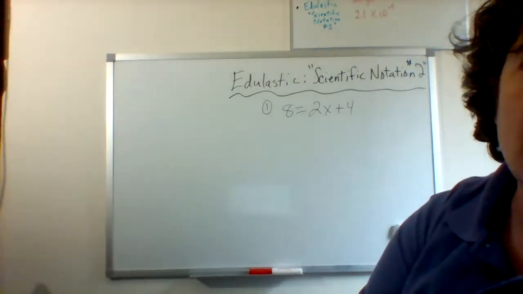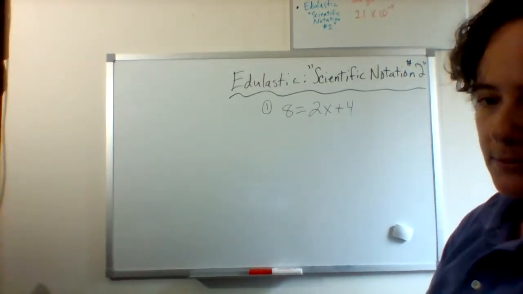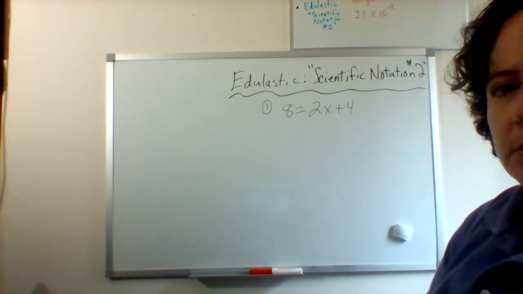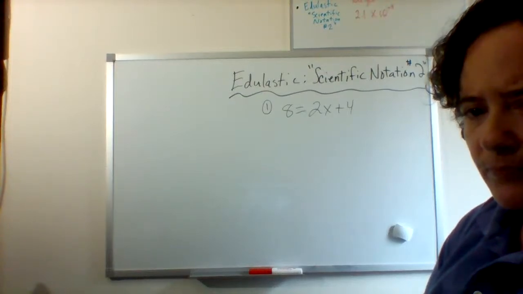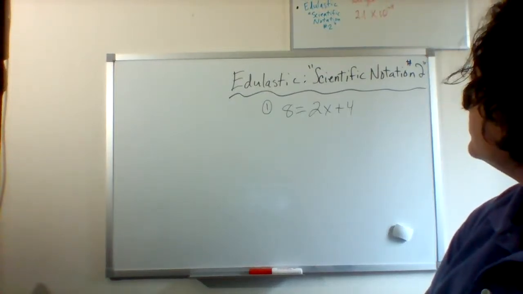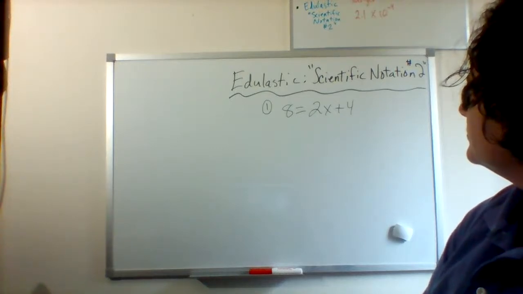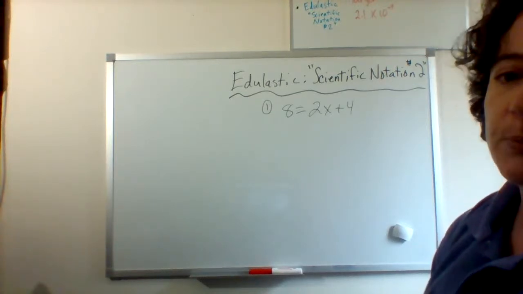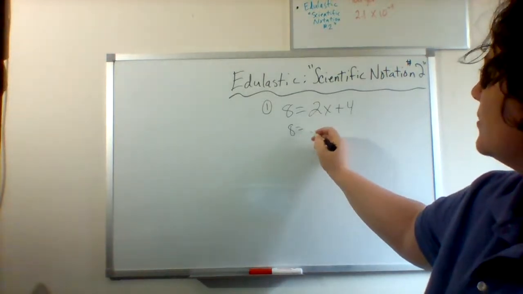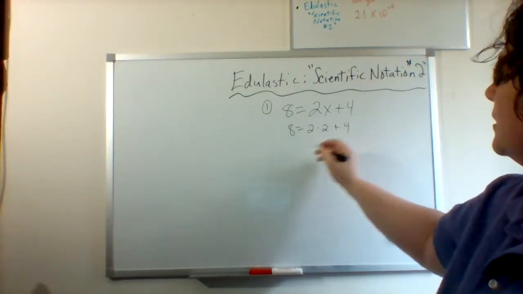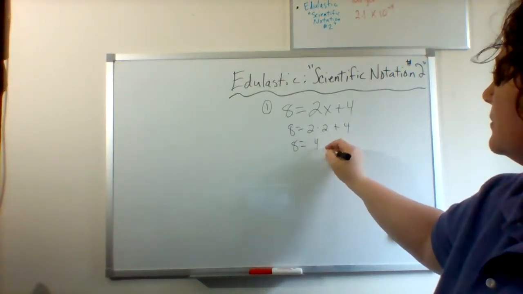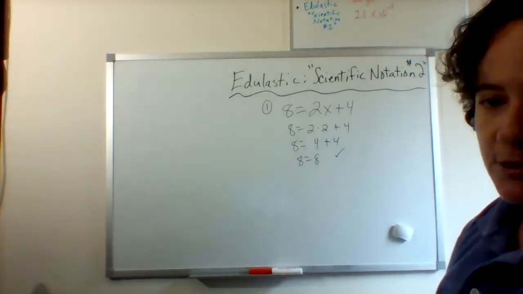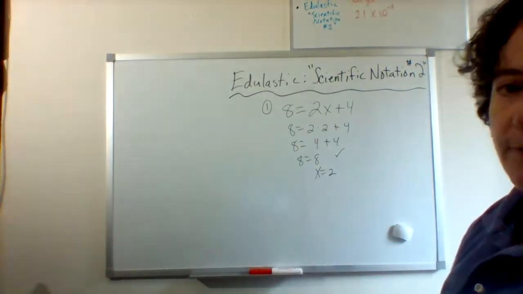Try to think back to what we've done in class. Think about what's the first step you would take. Kevin says it's 2, and if you wanted to test if he's correct, plug the 2 in for x. 8 equals 2 times 2 plus 4. What's 2 times 2? Does 8 equal 8? Yes. So x equals 2 is definitely an answer.